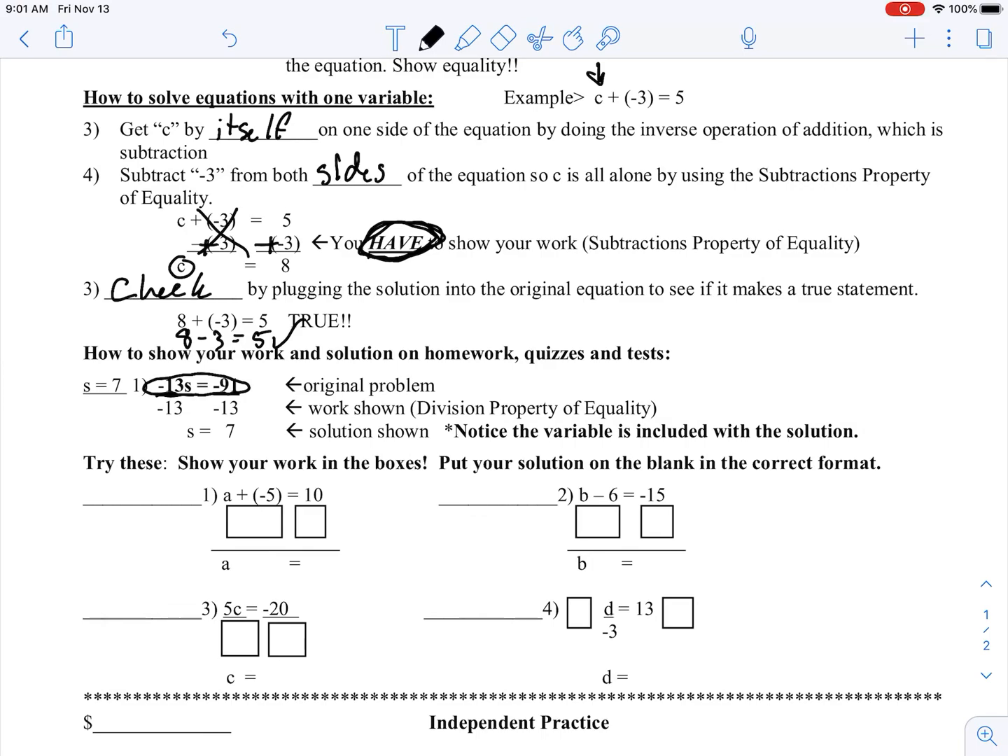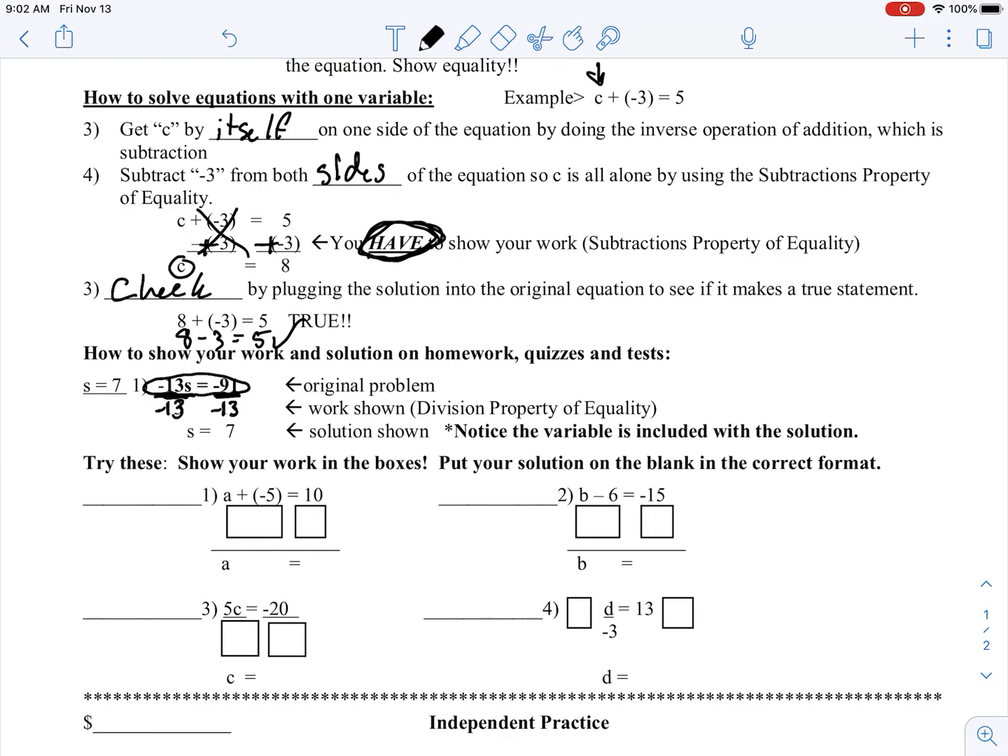We need to show the step we are taking in order to make this happen. So here we have negative 13 times s gives us negative 91. So we are dividing this side by negative 13. What we do to one side, we have to do to the other. So we're going to divide this side by negative 13 as well. So that's how we show our work. We just showed our dividing step.